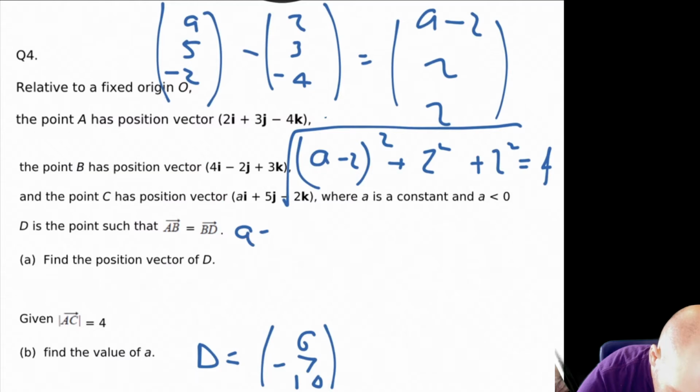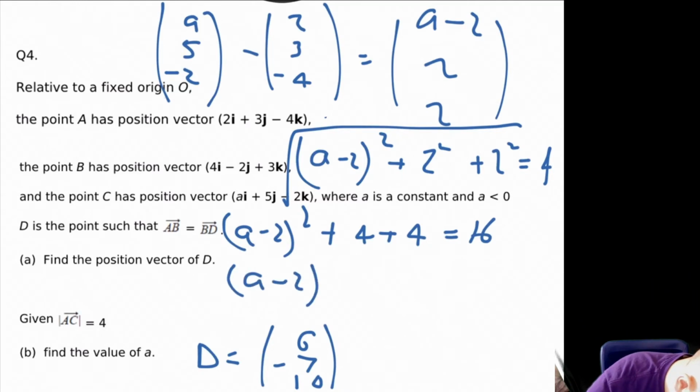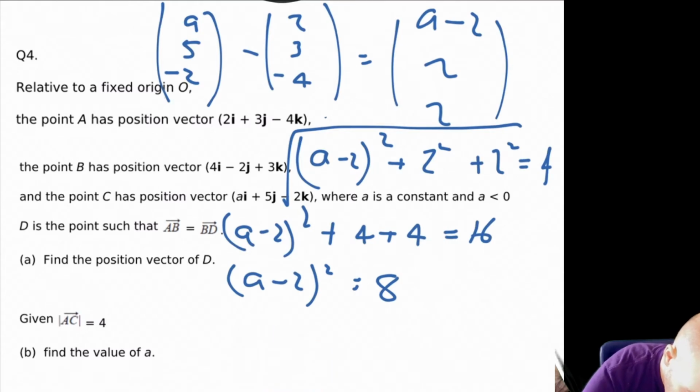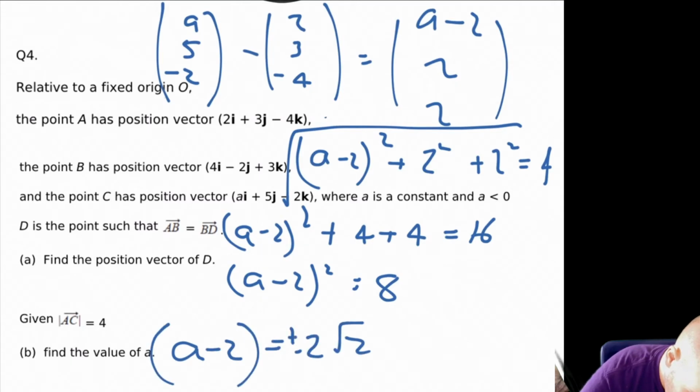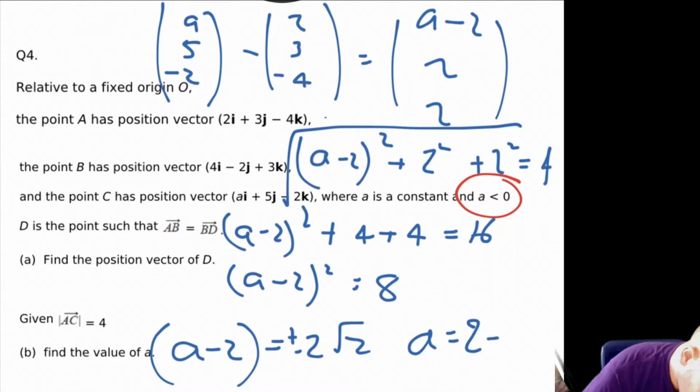So A take 2 all squared plus 4 is 16. So square both sides. Take away the 8, so we get A take 2 squared equals 8. Square root both sides, and we get A take 2 equals plus or minus 2 root 2. We're told that A is going to be less than 0, so therefore A is going to be 2 take 2 root 2.